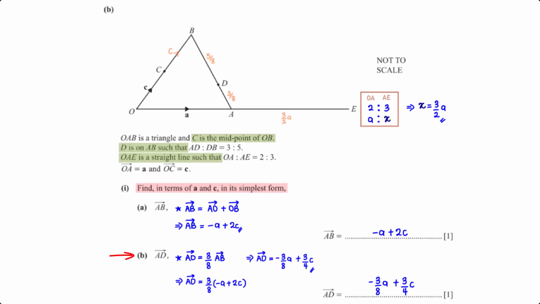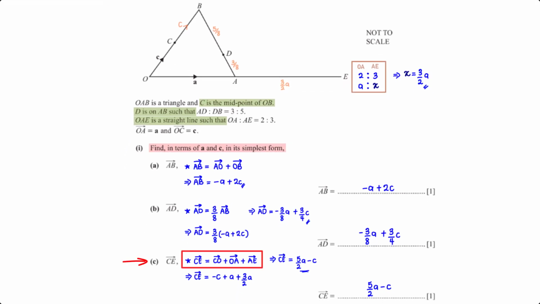Find AD. We've been given that AD is to DB equals 3 is to 5. This means AD is 3/8 of AB. We found AB in the previous question as negative a plus 2c. So when we expand the brackets, we get negative 3 over 8 a plus 3 over 4 c.